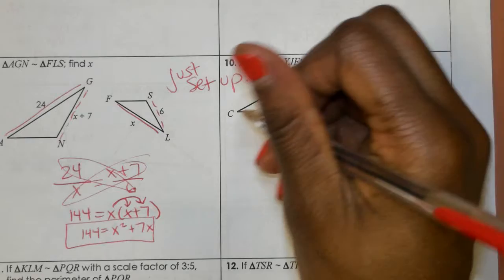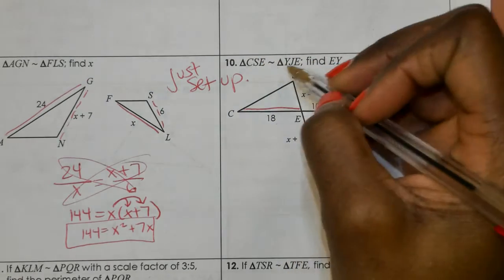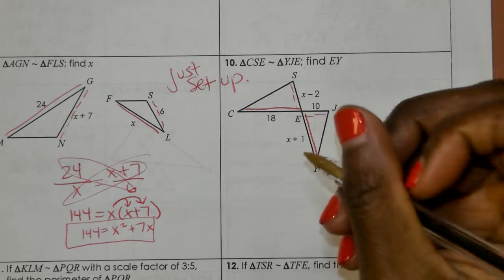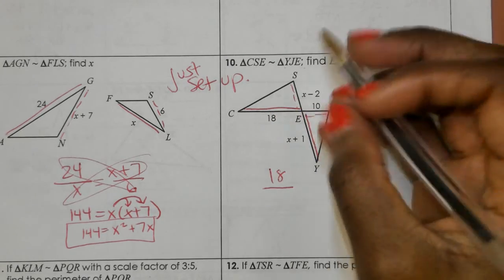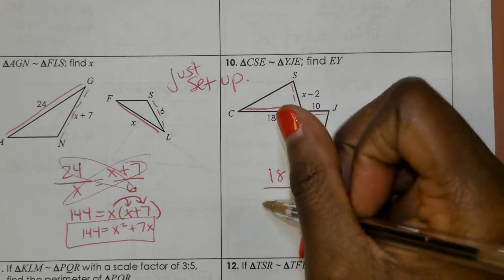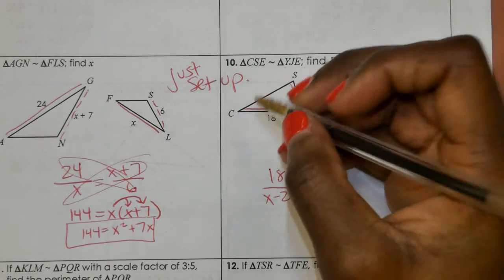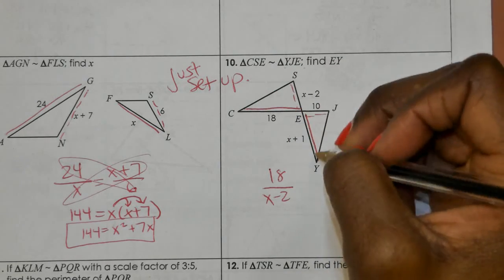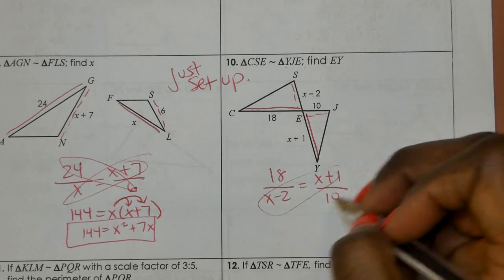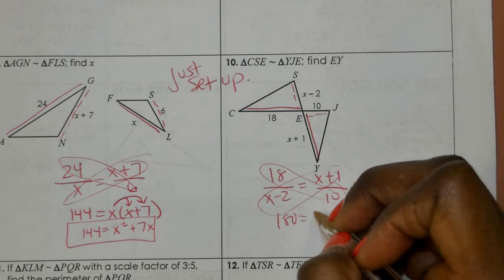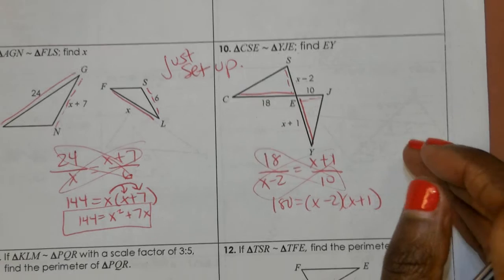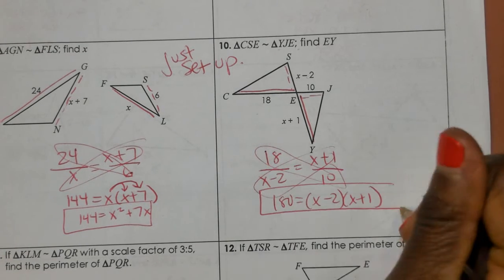Okay, and then on this one, same thing, just setting it up. So CE is written first and third. It goes with YE, and then SE and JE. So 18 over x plus 1, or I can put x over the same thing on its triangle. So these are both on the same triangle. But if I did solid line to dotted, then I would do solid line to dotted. And then that setup is all you need. Okay. So 180 is equal to x minus 2 and x plus 1. Again, we don't really solve quadratics in this course, so if you got to this, you're good.